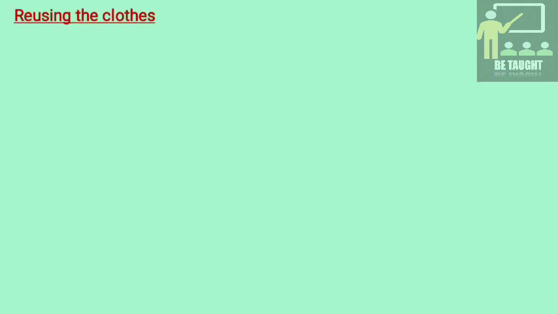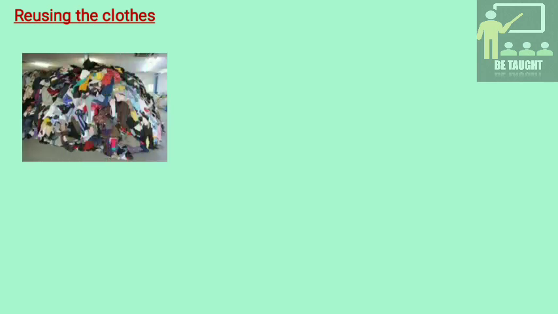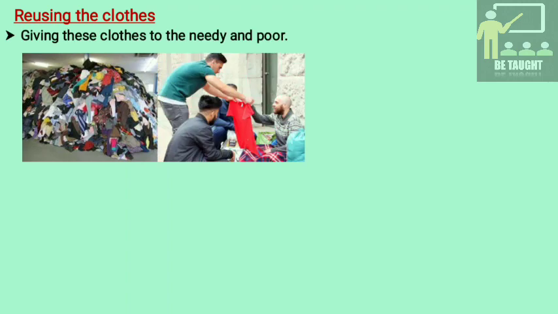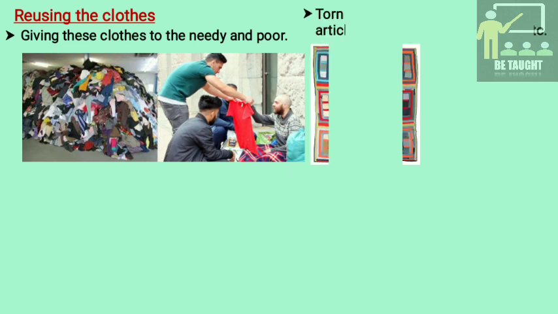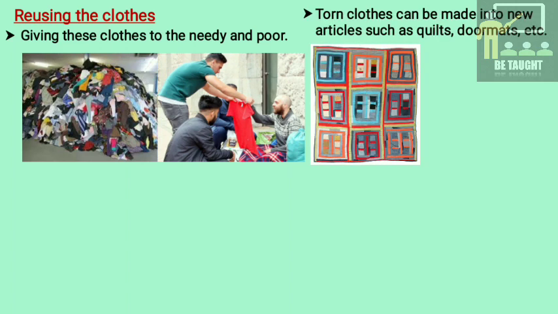Now we shall learn about reusing the clothes. Clothes are durable. Even if they become old, they can be reused. We can reuse the clothes in the following ways: by giving these clothes to the needy and poor. Torn clothes can be made into new articles such as quilts, doormats, etc.